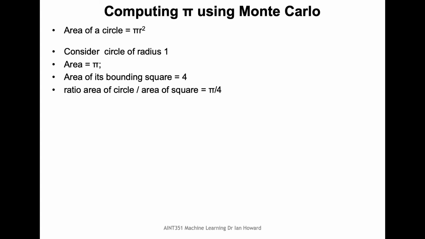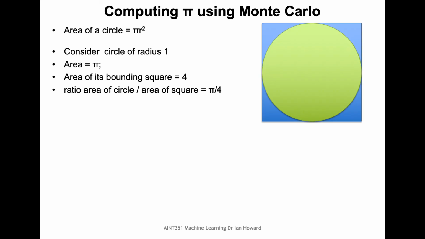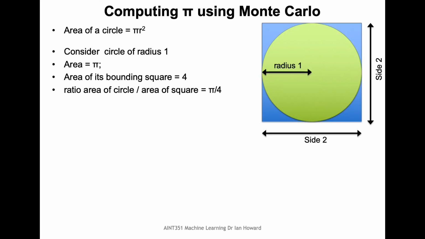So the ratio of the area of the circle to the area of the square is going to be pi, which is the area of the circle, divided by 4, which is the area of the square. So we've got this ratio of the two things as pi by 4. Okay, so there's our radius. So obviously the diameter is 2 radii.